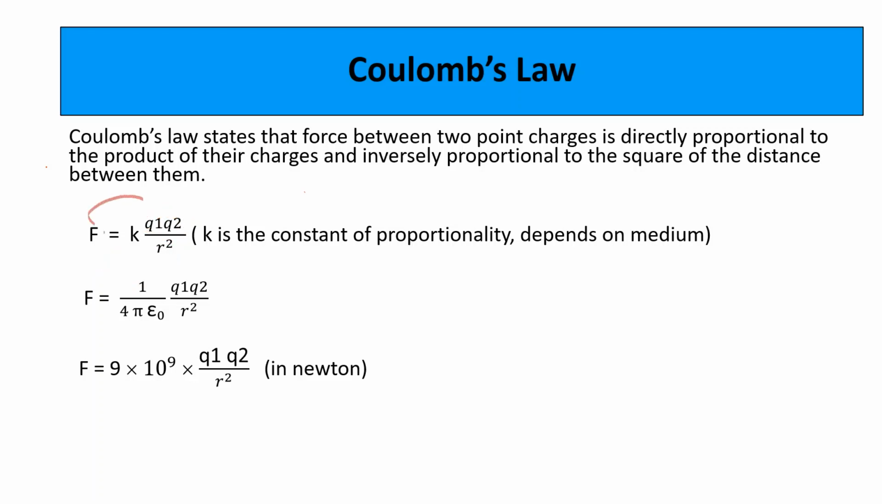Directly proportional means what? If Q1, Q2 increases, F increases. Inversely proportional means what? If R increases, F decreases. This Coulomb's law is also known as inverse square law. This K is the constant of proportionality and it depends on the medium. For free space or vacuum, the K value is 1 by 4 pi epsilon naught. This epsilon naught is called absolute permittivity of free space. The value of 1 by 4 pi epsilon naught is equal to 9 into 10 raised to 9. Therefore, you can write F as 9 into 10 raised to 9 into Q1 Q2 by R squared. That is in Newton, the unit of force.